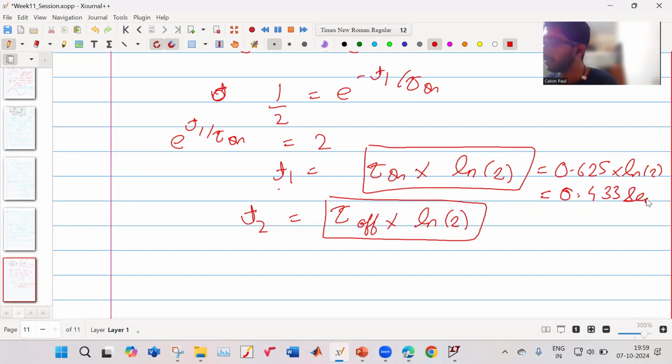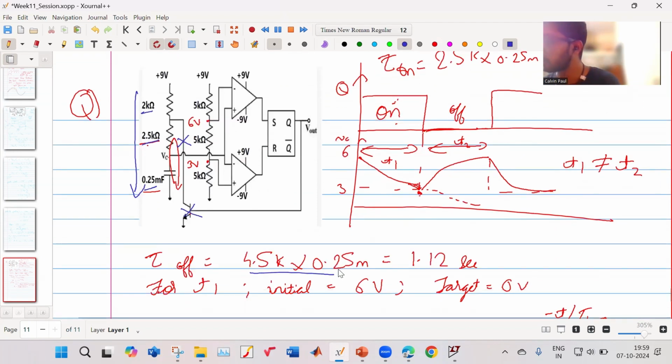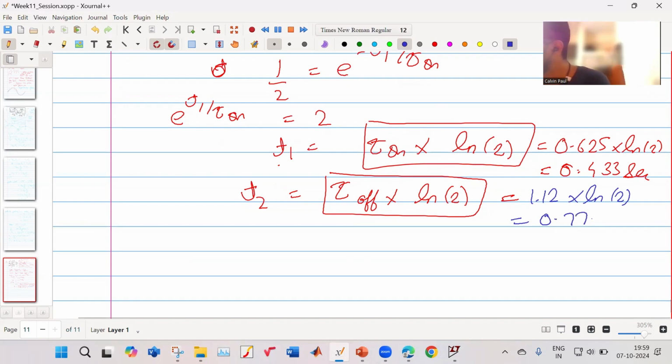Now what is your tau off? When this is off, it means it is open, so no current will flow, so it has to flow like this. So this is 2k plus 2.5k into capacitance, so it is 4.5k into 0.25 milli, so that is 1.12. So your tau off is equal to 1.12 into ln of 2. How much is this? 0.776 seconds.